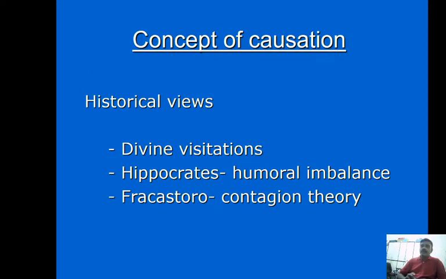The concept of causation. There are a lot of historical views. What causes the disease? Historically, divine visitation is talked about. And there is something called humoral imbalance: imbalance within the internal body environment causes the disease. And Fracastoro proposed the contagion theory, that something contaminates and then further causes the disease.